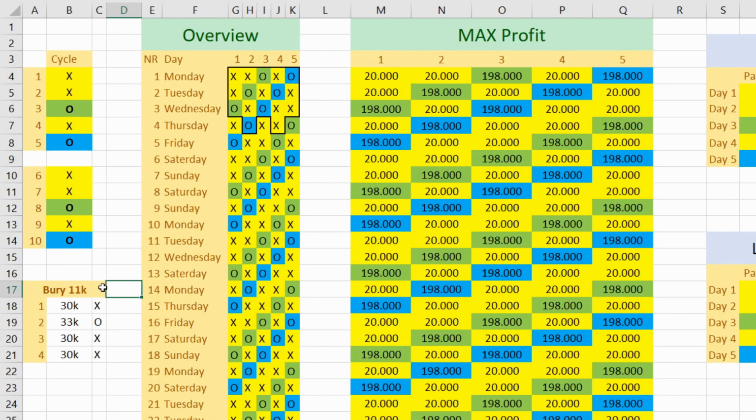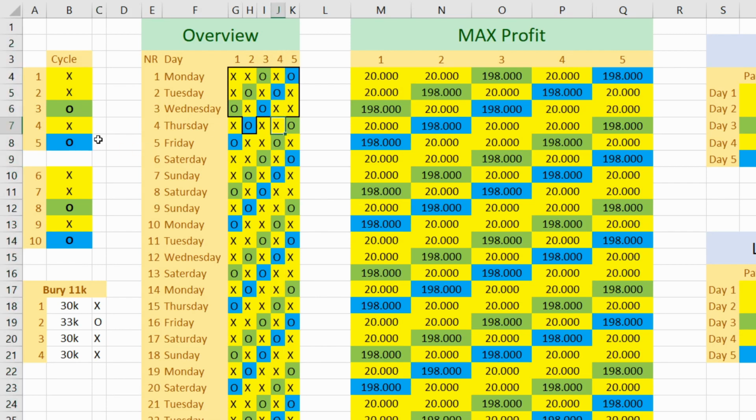For example, if I planted 11k every day and the first day of my returns was 30k, that would mean it was a normal day, so an X. If the second would be 33k, then it would be an O. The third an X and the fourth an X, that would mean I got this pattern, so XOXX. If we look at the top of the overview here, it matches the fourth pattern, so XOXX.